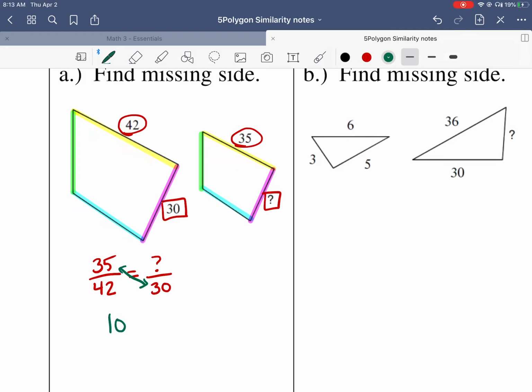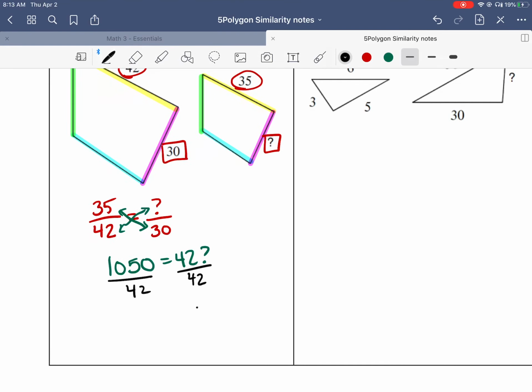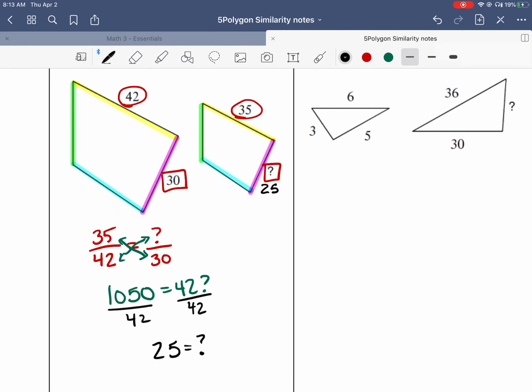35 times 30 is 1050. 42 times question mark. To solve for the question mark, I'm going to divide both sides by 42. If it makes you feel better, don't use a question mark. Use X or Y or whatever letter you want to, so you know what you're solving for. It's 25. If I compare these, I should get the same ratio. 35 over 42, if I simplify that, is 5 over 7, or 5 over 6, I'm sorry. And then if I compare 25 over 30, it's also 5 over 6. So same ratio.